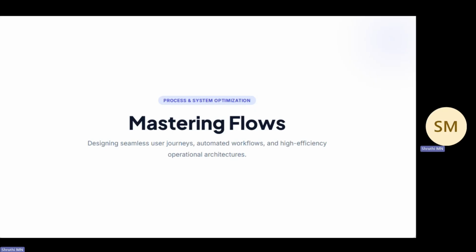In today's video, we are going to understand an important concept, mastering flows. We will learn how flows work, what user flows, process workflows, and system data flows are, how we can optimize workflows, and how we can measure their performance. So let's get started. Fundamentals of flows.